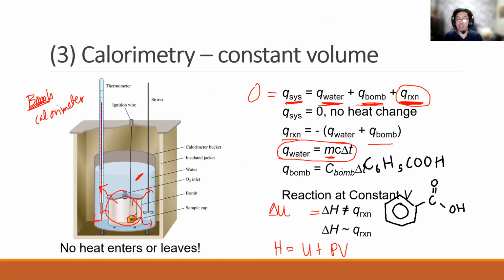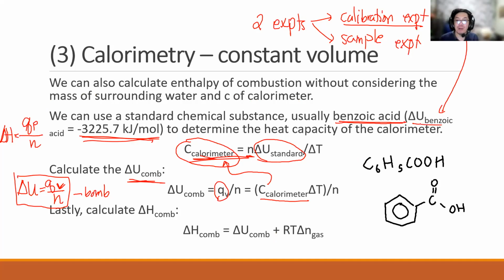What if the mass of water is not given? Right? So, you cannot get Q water. What will happen here, Josh, is that this whole thing, the Q water and Q bomb, is now your standard. That is why you have two experiments, the calibration experiment, so that you can easily calculate delta U combustion.